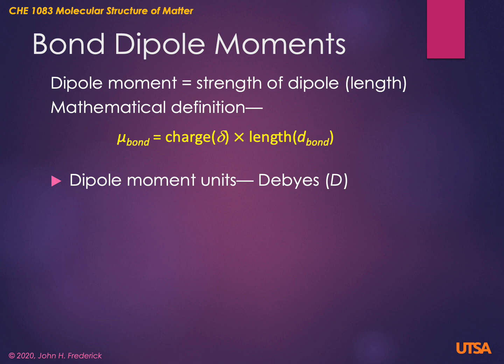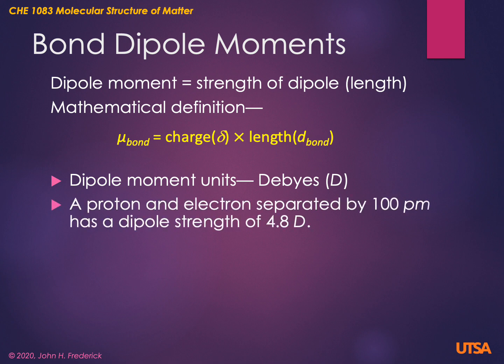Now dipole moment units are given in a unit called debye. To give you an idea of how big a debye might be, if I had a proton and electron that were separated by 100 picometers, which is about the length of a bond, this would have a dipole strength of 4.8 debye. That gives you a measuring stick for understanding this.